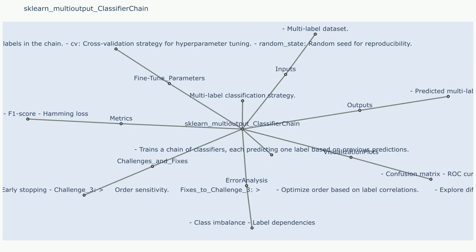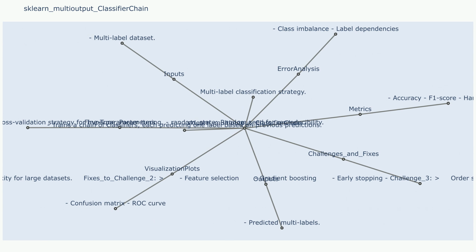Poor performance if the output labels are not causally related. When predicting multiple medical diagnoses, there might not be a clear order in which the diagnoses are made. Consider using a different multi-output approach, like a multi-label classifier without chaining.